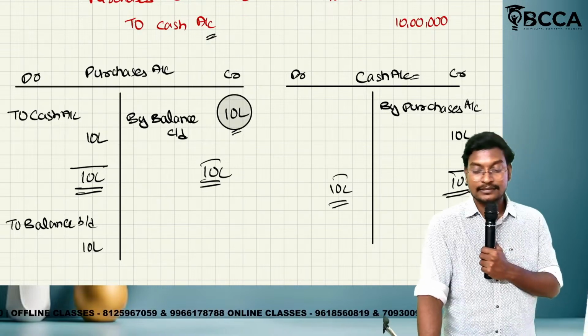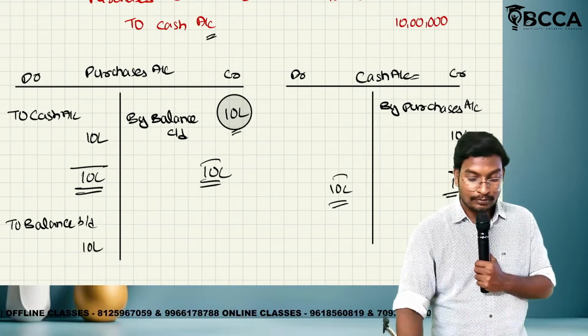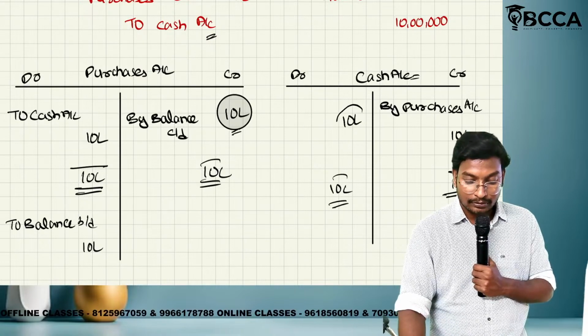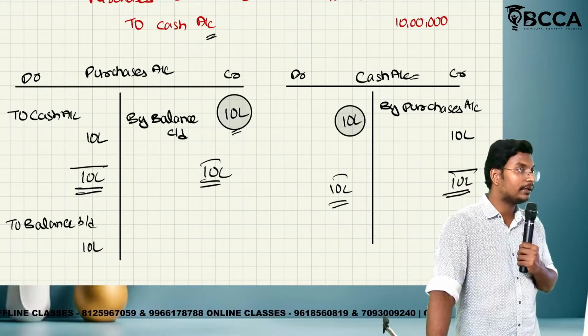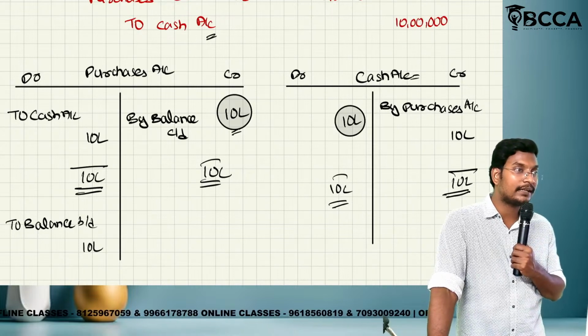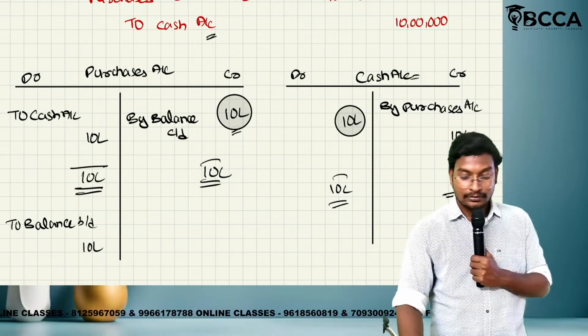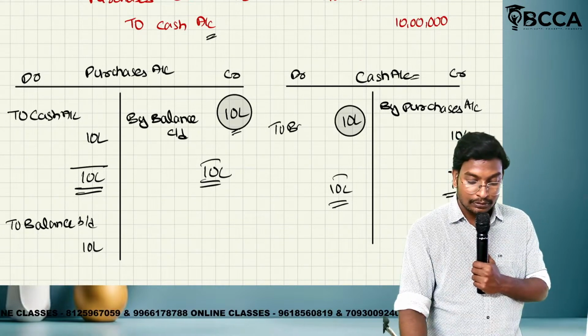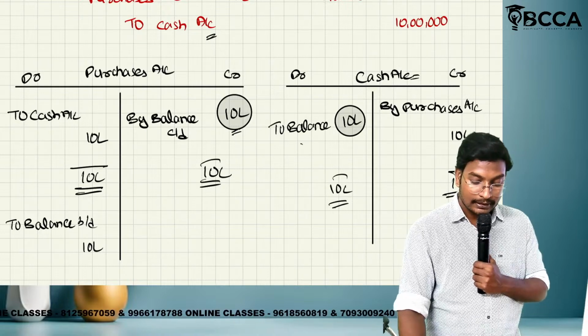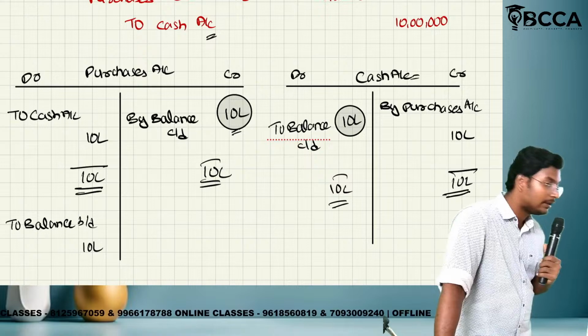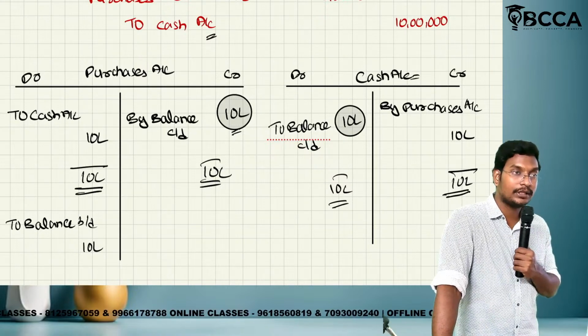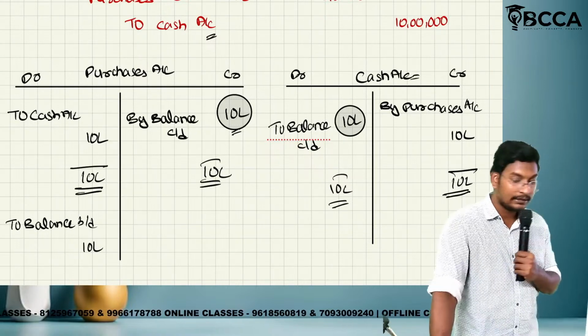What is the lowest side? Debit side. So how much amount do we need to record? The difference amount. What is the difference amount? 10 lakhs. Here, is this a closing balance or opening balance? Closing balance. So what do we need to record? To balance carried on. This format is wrong, but in order to reduce the time, I have taken this format, that's all.